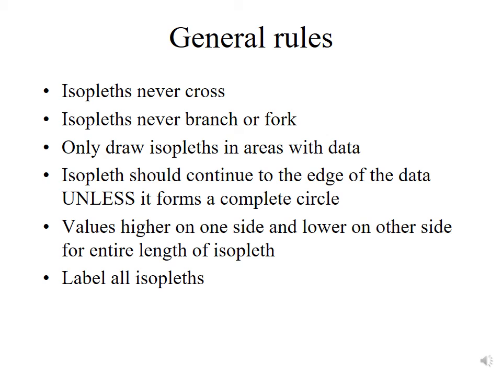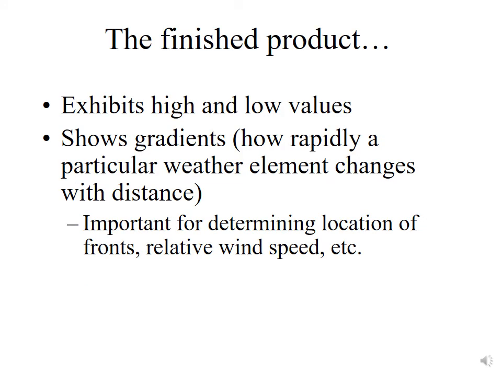The thing about isopleths is they have to have values that are higher on one side and values that are lower on the other for the entire length of the isopleth. And as before, when it comes to units, you need to label your isopleths. If you don't label an isopleth, it really doesn't mean that much. And when you're done, it should be visually appealing. You should be able to quickly look at it and identify the regions of high values, the regions of low values, and the gradients. Those gradients are really important in determining the location of fronts and where the wind speeds are going to be strongest, and a lot of the weather action is happening along those gradients.